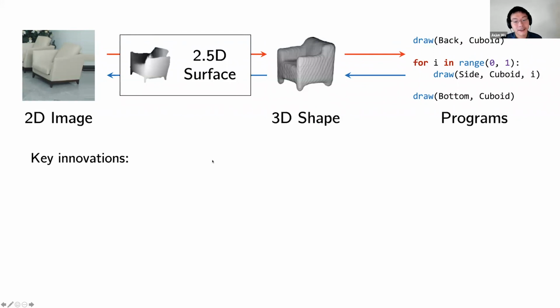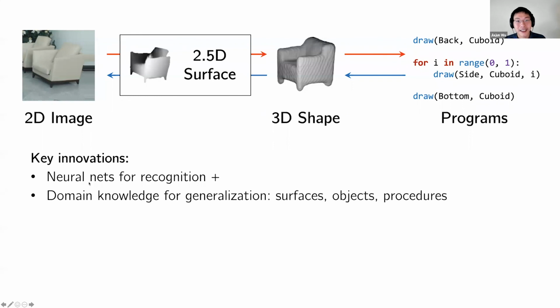And the key innovation here is neural networks. We know they're so good at recognition, right? They can almost perfectly approximate highly nonlinear complex functions like image classification. And also, for repeating objects, what are the repeating objects? I don't know. If I want to estimate the depths, what is the depth map? I don't know. It's so hard to explicitly write them down. So we're using neural networks to learn them. And on the other hand, we take domain knowledge for generalization. We take the notion of surfaces, projections, but also objects and procedures, and build them into the system so that we can build systems that are much more general.